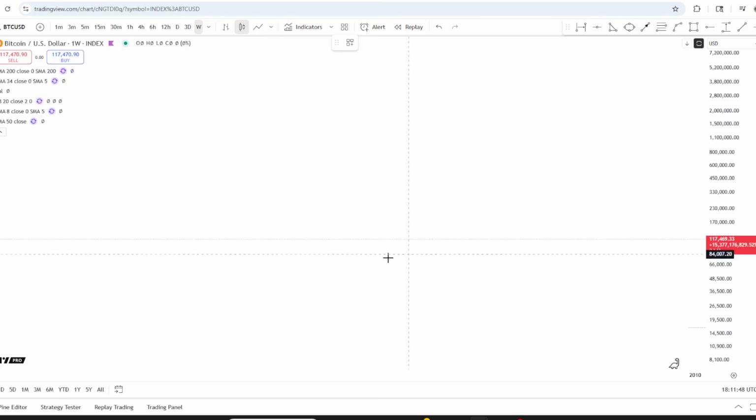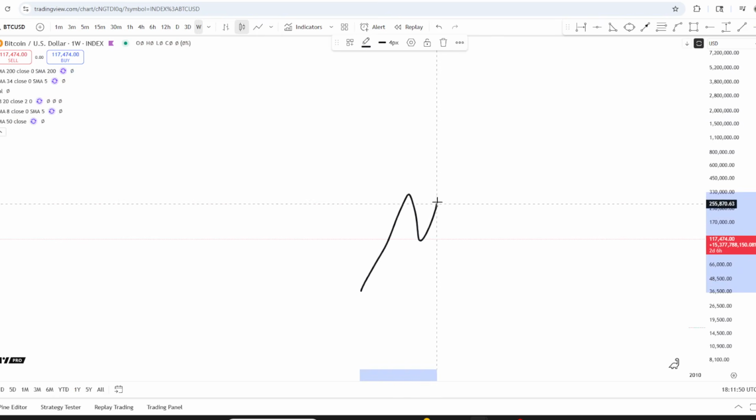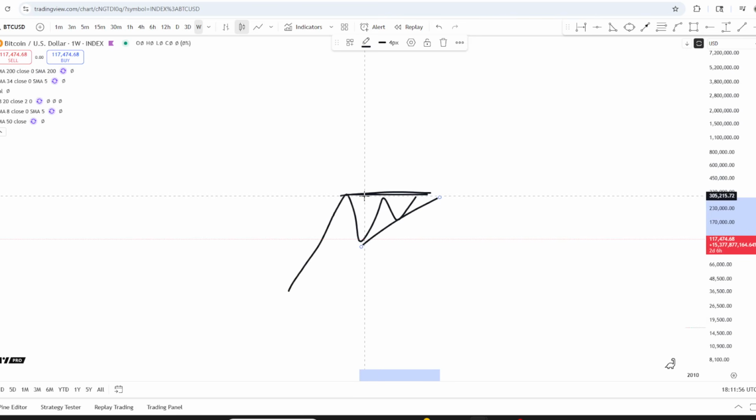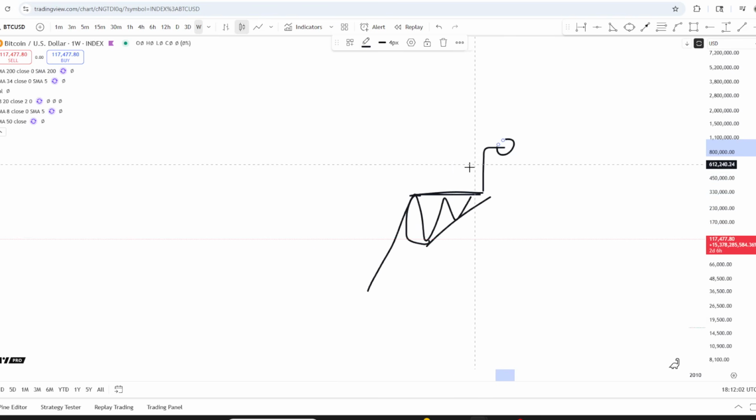What do I mean by that? So let's take, for example, we have an ascending triangle. Okay, here's an ascending triangle. To take the measured move, you take the height of the consolidation and you extend from the breakout range. So here would be your measured move.